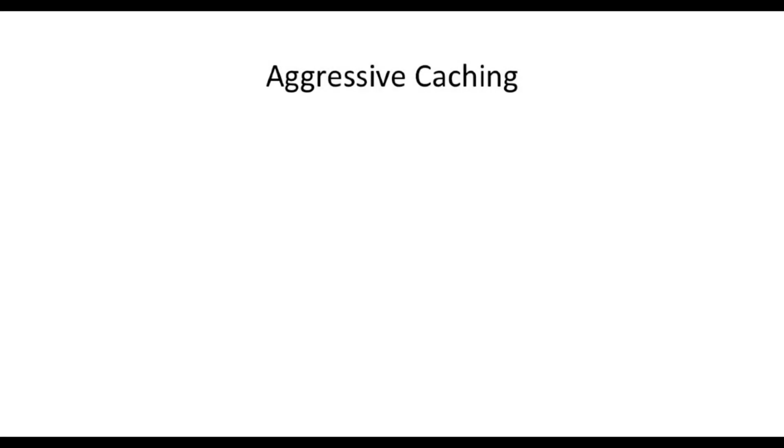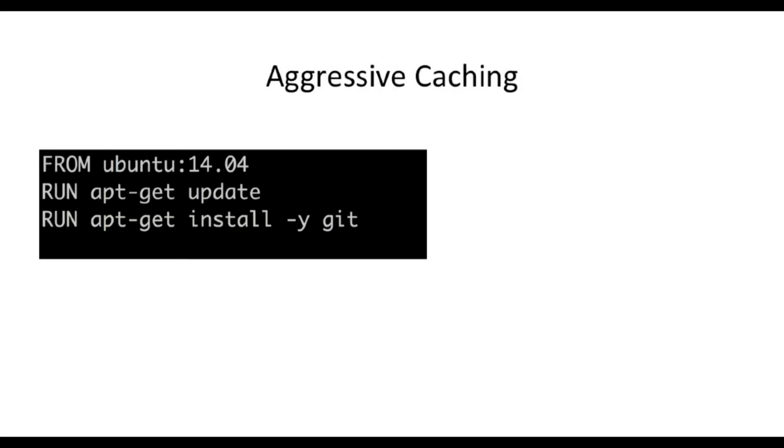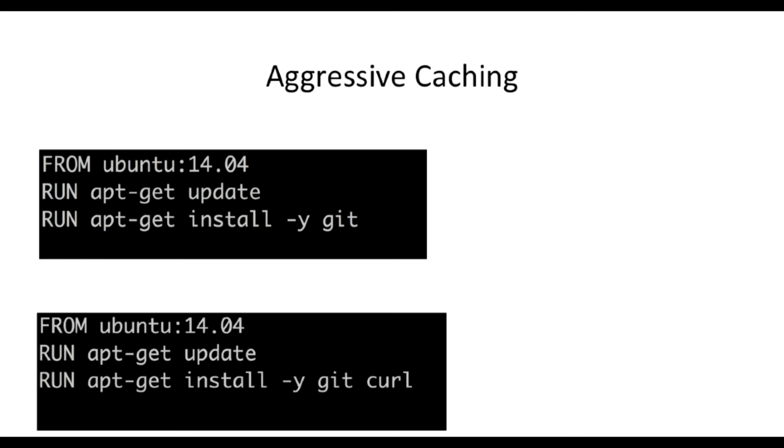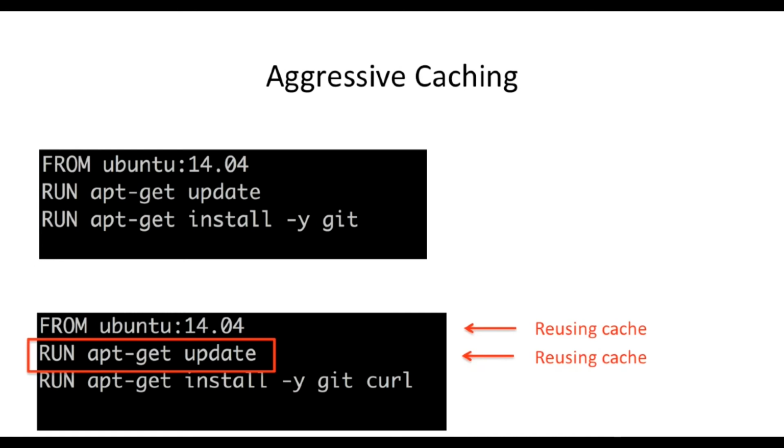For example, say you have a Dockerfile like this. After building the image, all layers are in the Docker cache. Suppose you later modify apt-get install by adding an extra package, curl. Docker sees the first and second instructions are not changed and reuses the cache from previous steps. Because apt-get update is not run, you can potentially get an out-of-date version of git and curl.